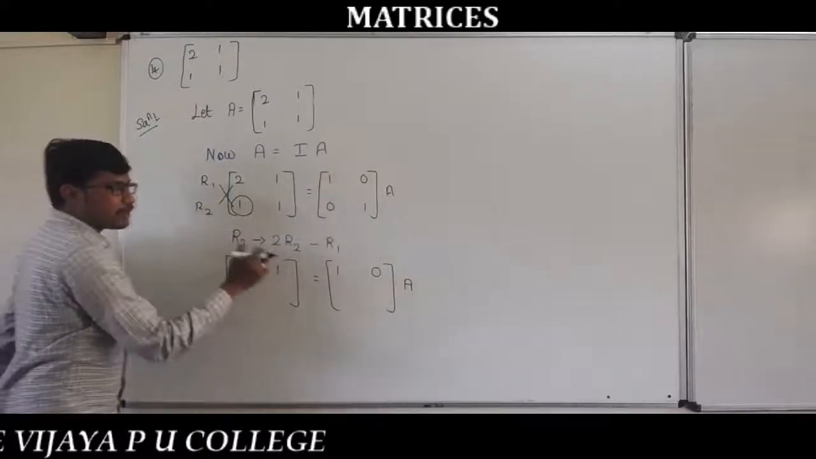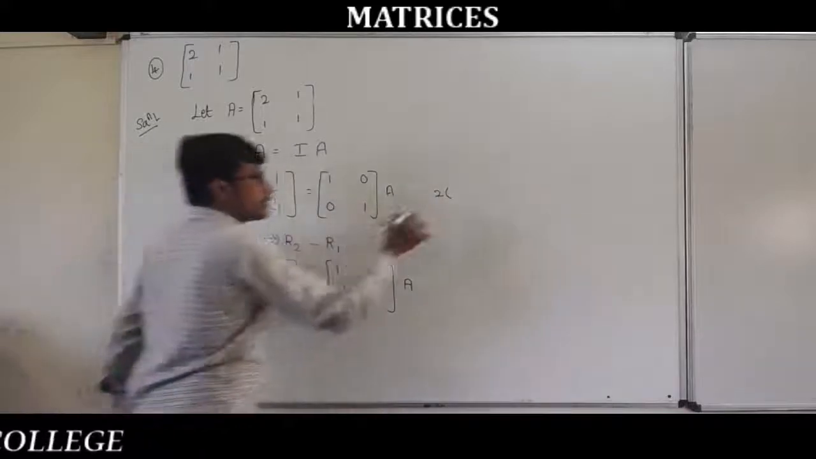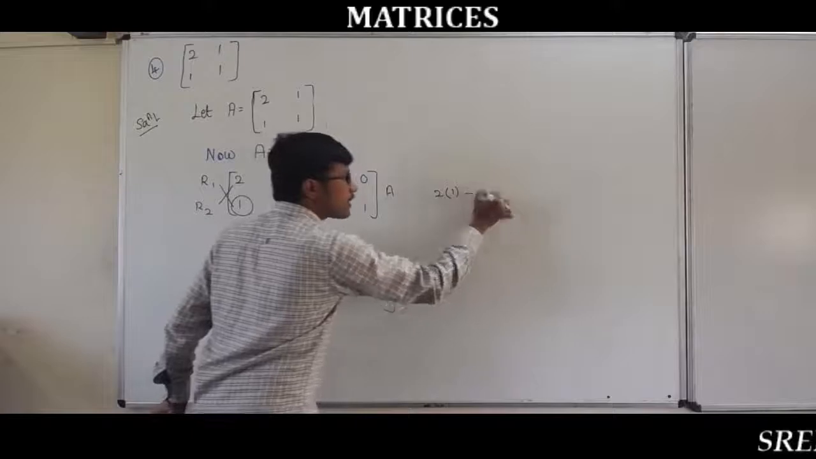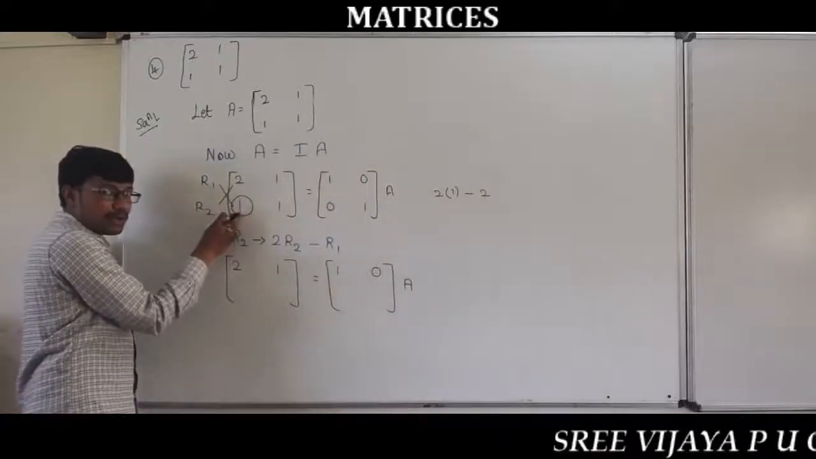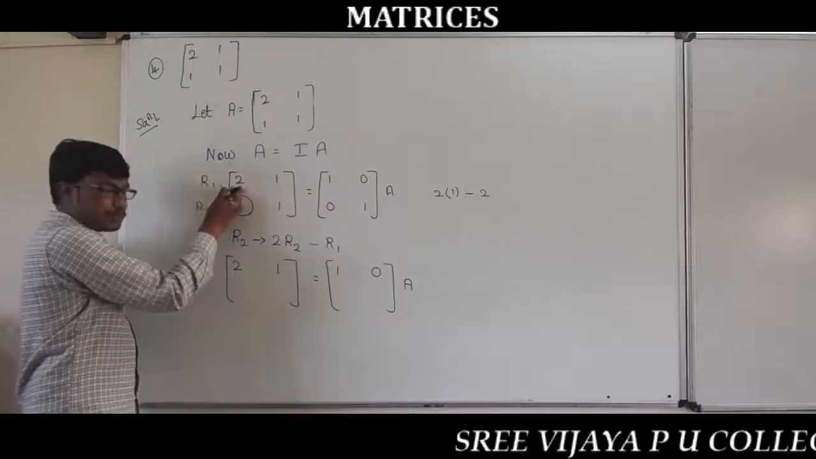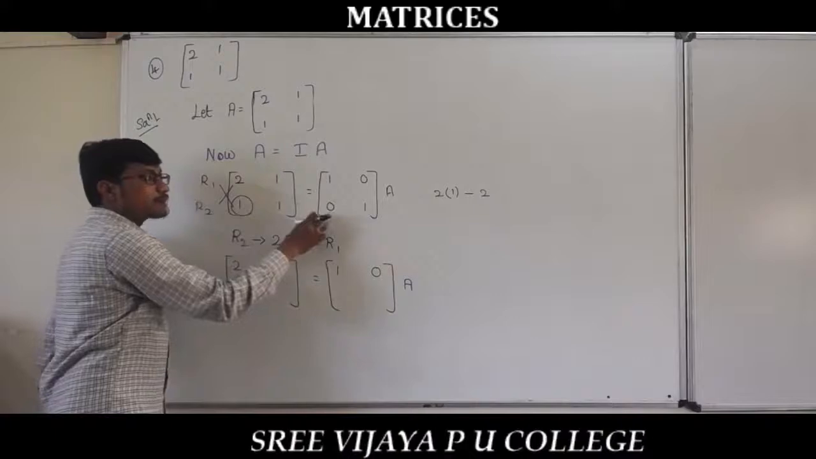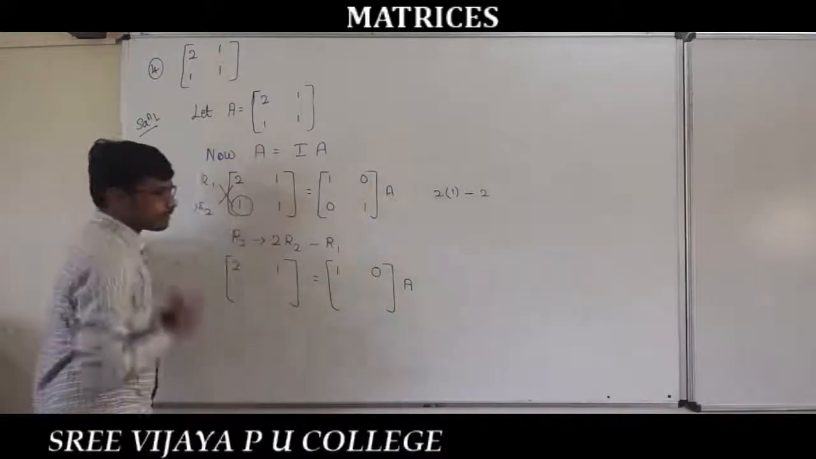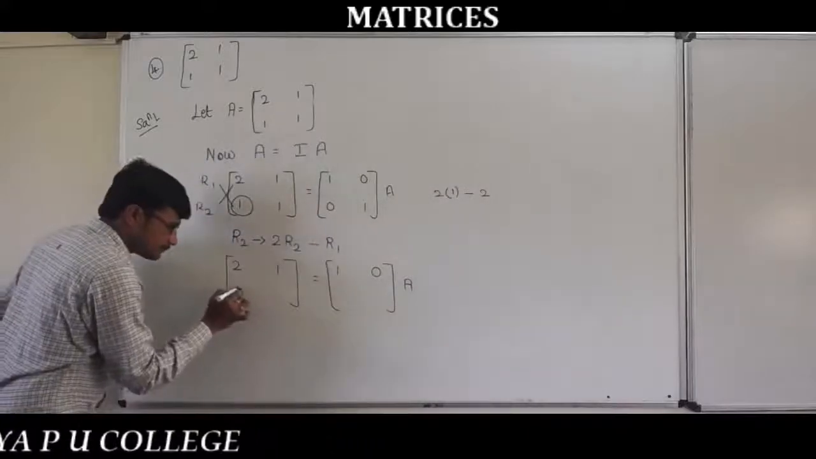We can apply here twice R2, which is 1, minus R1. The corresponding element of R1 is 2. Corresponding element of R2 is 1, corresponding element of R1 is 2. Corresponding element of R2 is 1, corresponding R1 element is 1. Corresponding element in R2 is 0, corresponding element in R1 is 1, like that. 2 into 1 is 2. 2 minus 2 is 0.